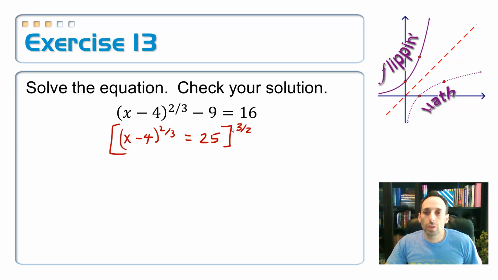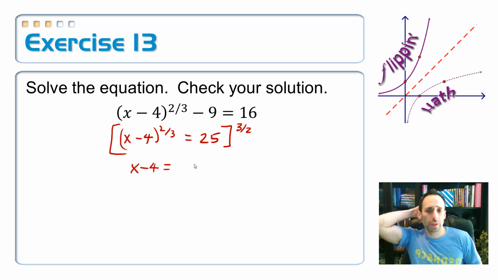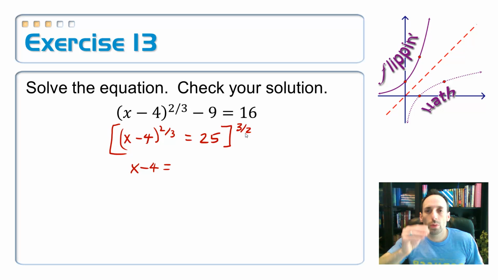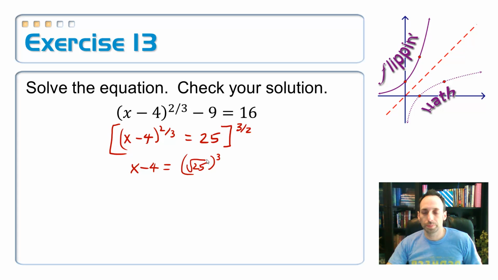So 2/3 times 3/2, whenever I raise a power to a power, cancels out and gives me 1. So that's why I do this. That's why the trick works. And I'm just left with x minus 4. And then on the left-hand side, that's the same thing. So square root, because it's 1/2, so it's the square root of 25, all of that cubed.